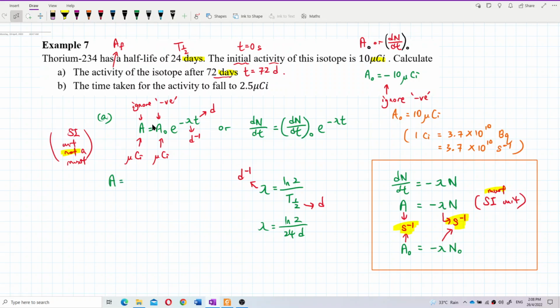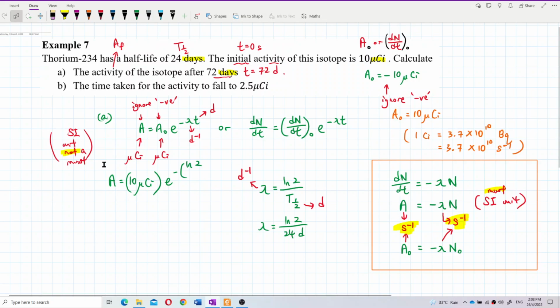My initial activity, just ignore the negative sign, just put as 10. But you must write down the unit with it. Because this is not SI unit, you must write the unit together with the value when you substitute. Don't just write the value. You must write the unit with the value. Okay, and then this initial activity A0, and then exponent negative. What is my lambda? My lambda is ln 2.